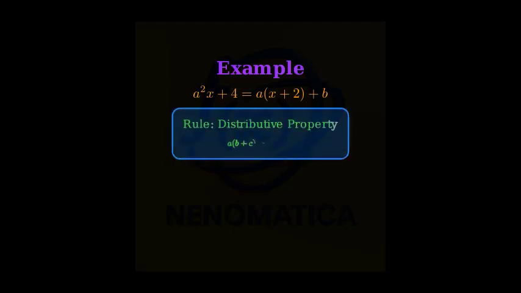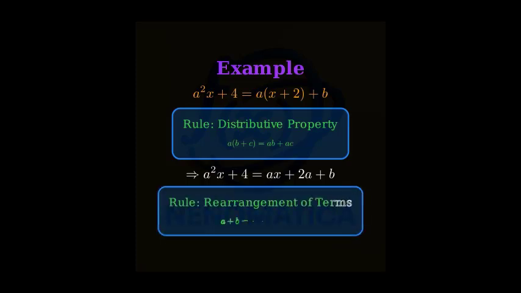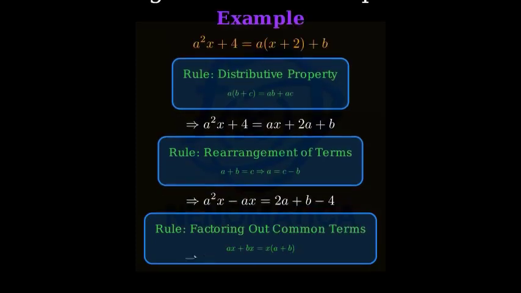First, we need to expand the expression on the right side. We distribute a to both terms inside the parentheses. For the next step, we'll rearrange the equation to get all terms with x on the left side and all other terms on the right side. We subtract ax from both sides. Now, we'll factor out x from the left side of the equation.